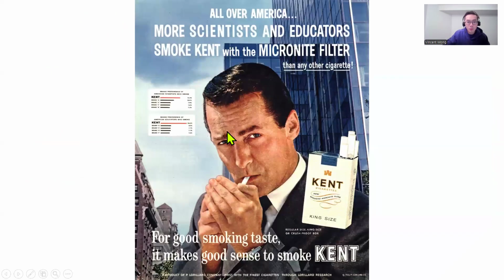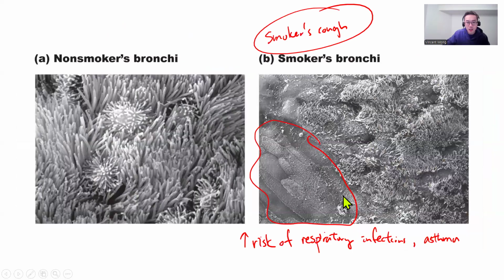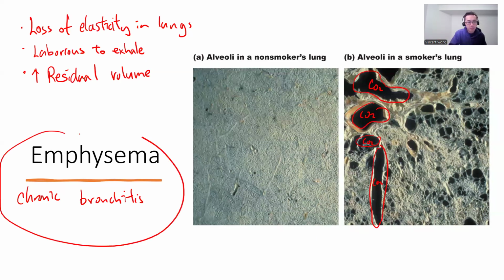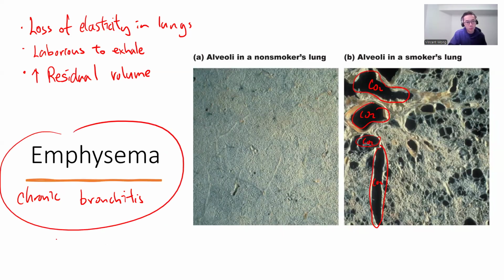Now, combine emphysema with the increased risk of infection, a person might get chronic bronchitis. Bronchitis is inflammation of the bronchi, and chronic means ongoing. It's not uncommon for heavy smokers to get chronic bronchitis, especially later on in life. So emphysema plus chronic bronchitis would cause a person to have COPD.